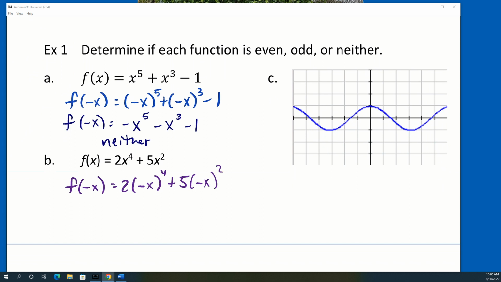So we're just going to put negative x in for x. And I know when I raise a negative to an even power, I am going to get a positive. So what do you think? Even, odd, or neither? This one's going to be even. They are exactly the same.